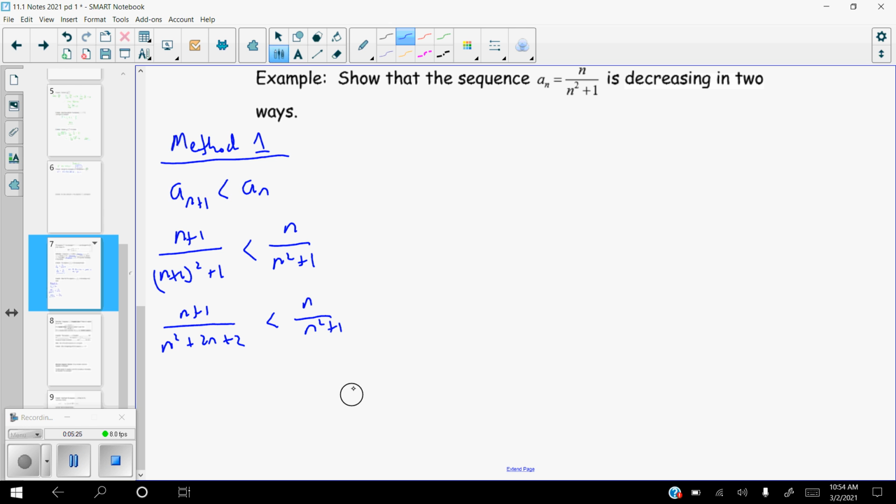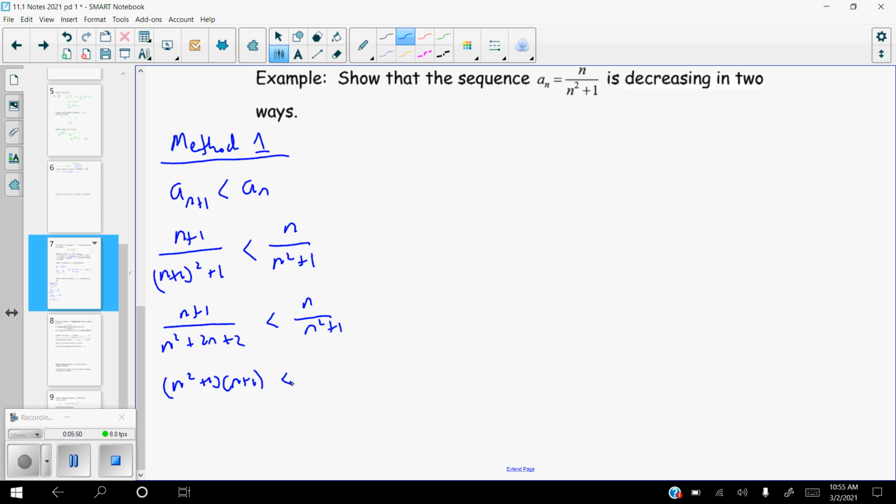So really what you're doing is multiplying both sides by the common denominator, which is both denominators multiplied together. We don't want to FOIL all that out. There's no reason to do that just yet. But I'm going to multiply the top and bottom of the left-hand side by the common denominator, which is really going to give us n squared plus 1 times n plus 1.